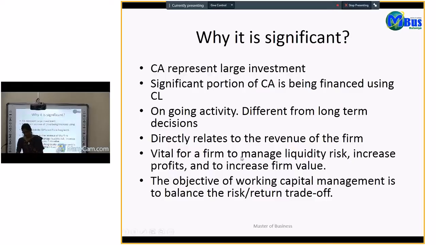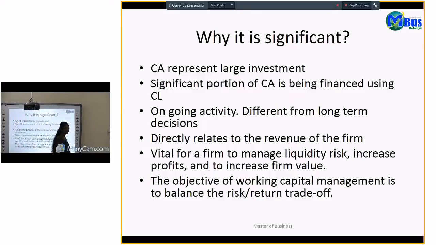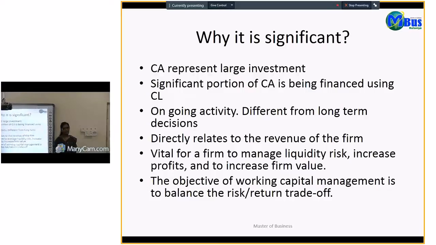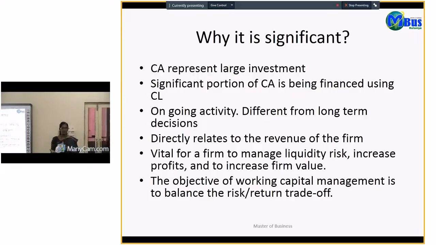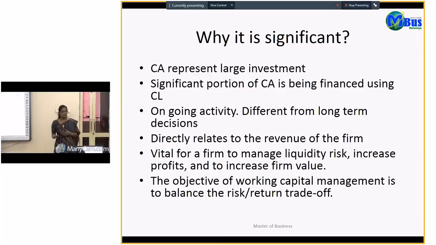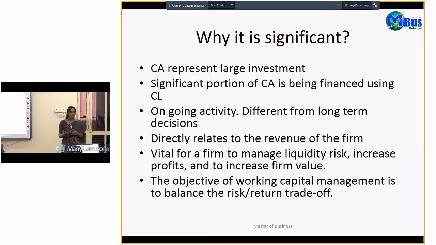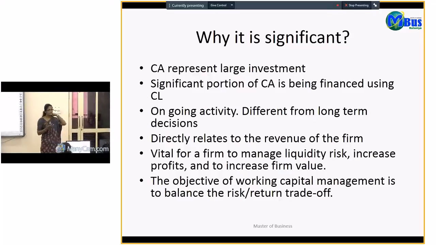Yeah, this is very important to maintain the liquidity. What is the liquidity risk? If the firm cannot meet the day-to-day expenses, if they cannot meet the day-to-day operations smoothly, they will not be able to effectively achieve the ultimate output, right? If they cannot achieve the ultimate output, the company would not be able to meet their obligations.